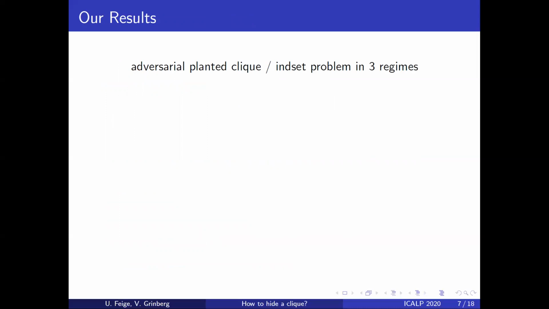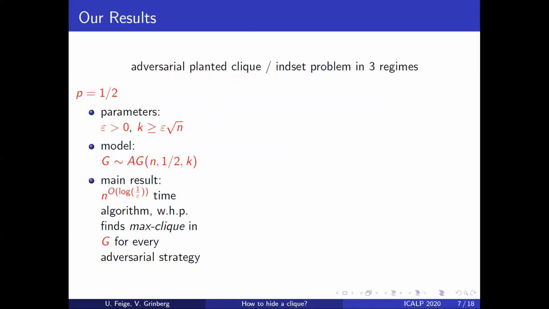Our results for adversarial planted clique and planted independent set models cover a wide range of values of probability p. But for simplicity of presentation, we will focus on three representative regimes, each corresponding to particular values of p. The first regime is p equals 1/2. Here, for the adversarial planted clique model with k equals epsilon times square root of n for arbitrary positive constant epsilon, we claim that there exists a polynomial time algorithm that with high probability finds the maximum clique for every adversarial strategy.